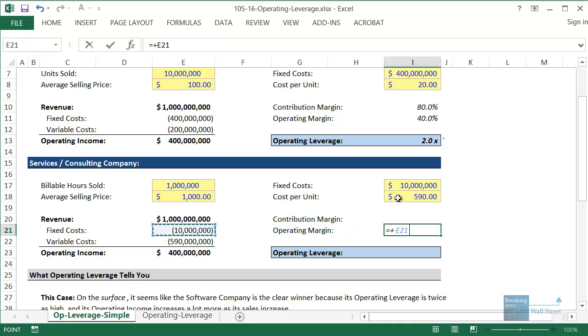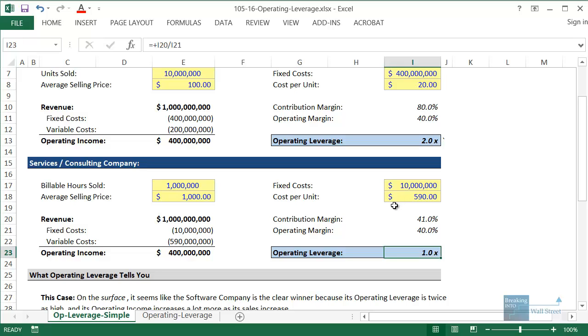For the operating margin, once again, we'll take the 400 million, divide by the $1 billion of revenue. And then for the contribution margin, same idea. We'll take our billable hours sold, multiply by the average selling price minus the cost per unit, and then divide by the revenue. And so in this case, we get to a very different story because we get an operating leverage of 1x instead.